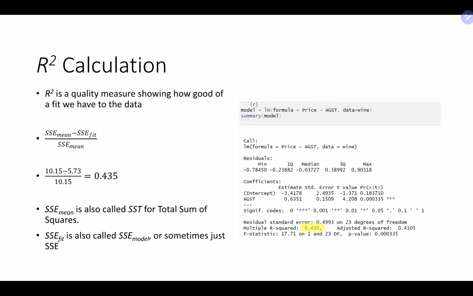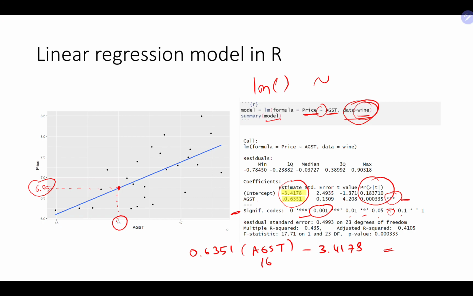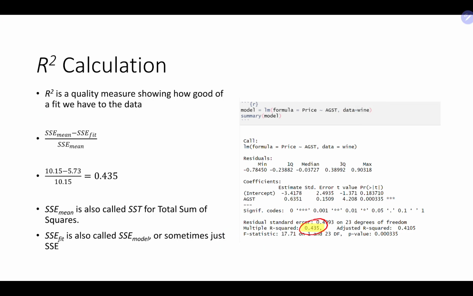The R-squared calculation here is important to look at. The value you see here says multiple R-squared 0.435. So how is that calculated? Remember we started with the base model, which was basically the average of the price of the wine. The sum of squared errors in that model was 10.15. And the sum of squared errors of this final linear regression model, using AGST as input, was 5.73. So we take the error of the base model, 10.15, subtract 5.73 from our fitted model, and then divide by the base model's SSE, which is 10.15. This gives us 0.435.